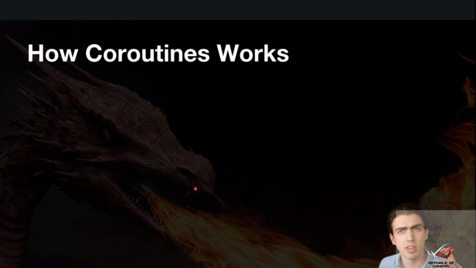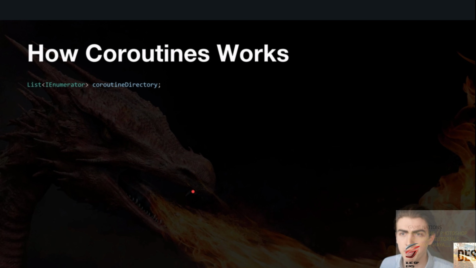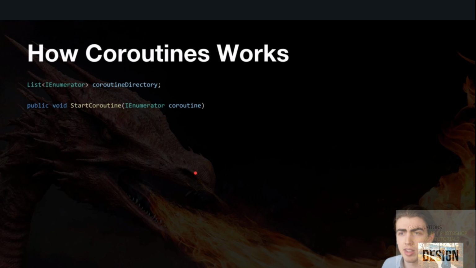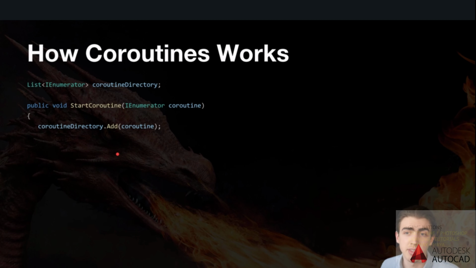Well, this is a simplified version of how coroutines might work on the engine side. Unity would keep a list of IEnumerators, the coroutines, and we'll call this the coroutine directory. And start coroutine would look something like this. Basically, we add it to the directory. That's all. That is all the start coroutine does. It adds it to the directory.